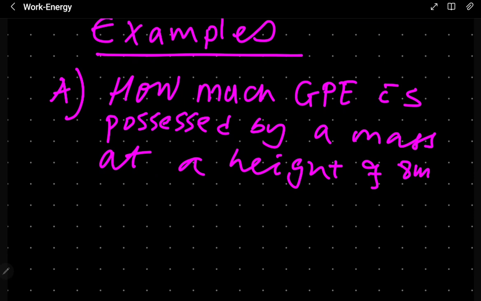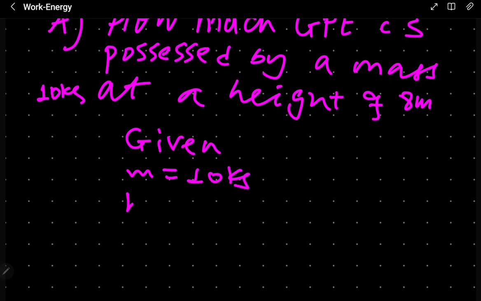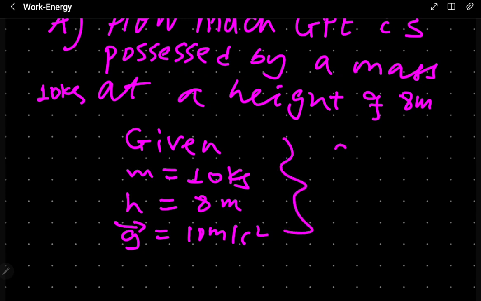Now let us do this example. How much gravitational potential energy is possessed by a mass of 10 kg at a height of 8 meters? So you are given the mass is 10 kg, and the height is 8 meters, and you can use gravity 9.8 or 10 meters per second square for the sake of simplicity. Now you are required to find the gravitational potential energy.